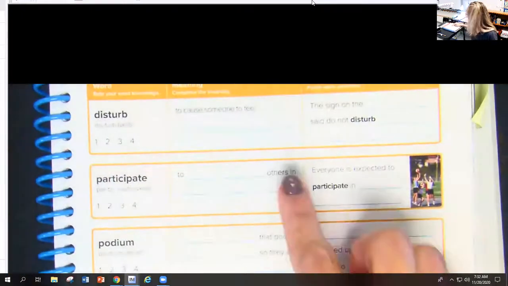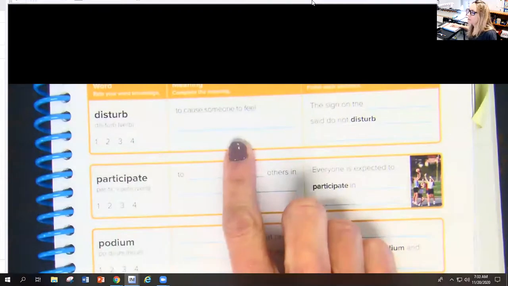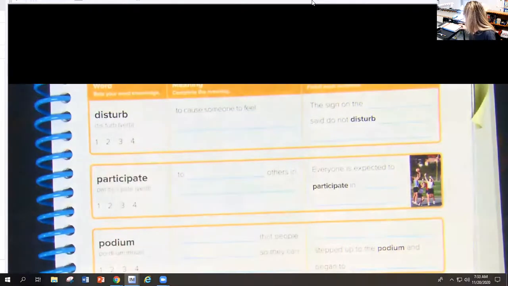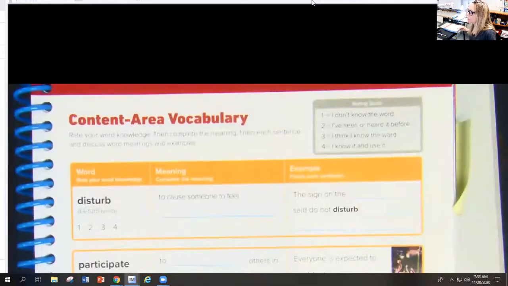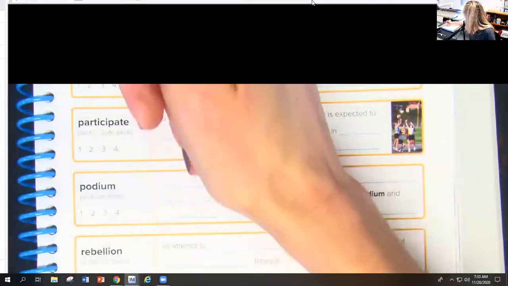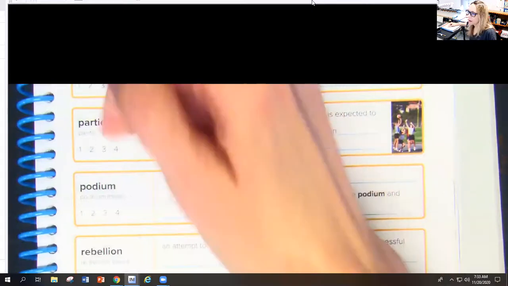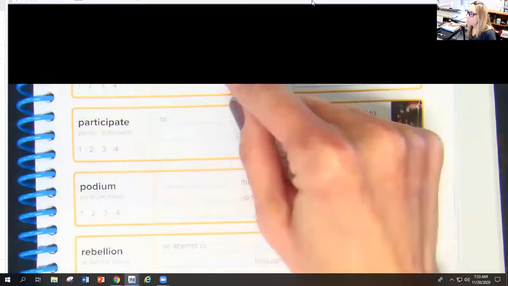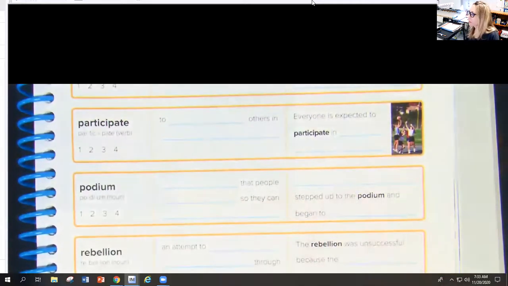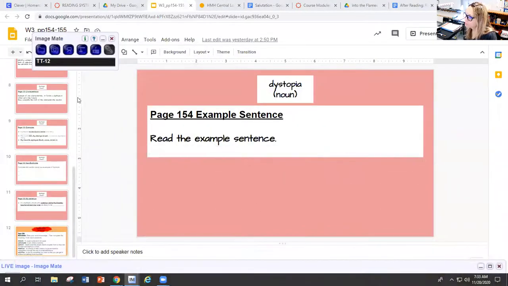On the slides, I gave you all of these definitions, so make sure you copy those in. I'll reference that before I end this video. Make sure you rate your word. The rating scale's at the top again: 1, 2, 3, or 4. Once you have the meanings filled in, make sure you're looking at the part of speech as well. Make sure you have the definitions filled in, and then you complete your own sentences. So let me go back to the slides and reference what I was talking about.